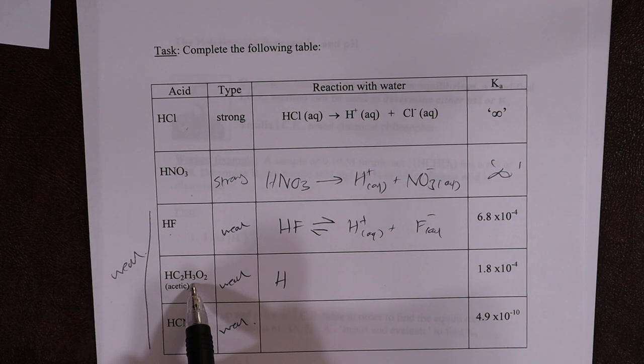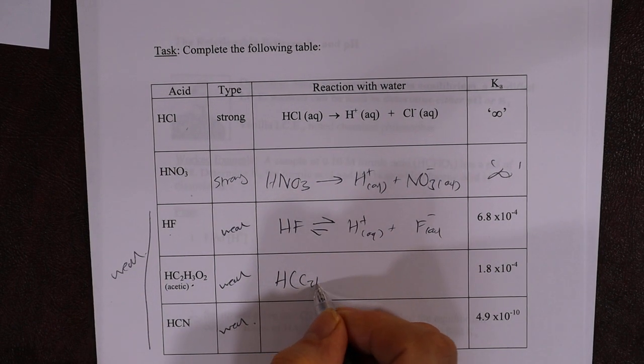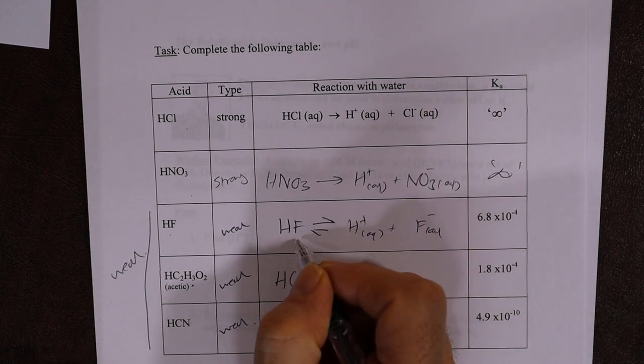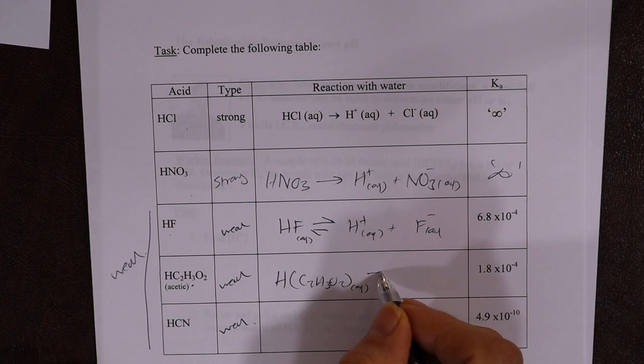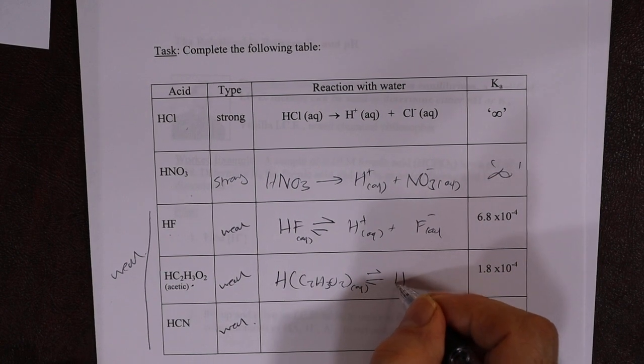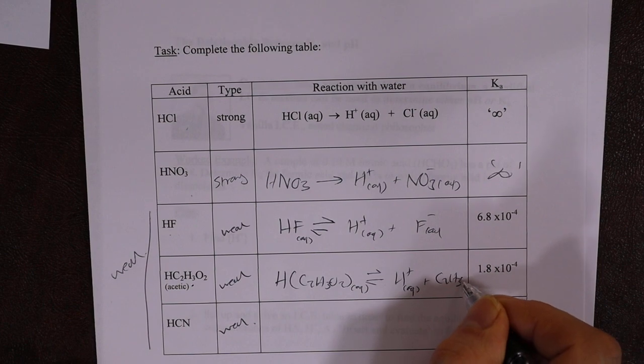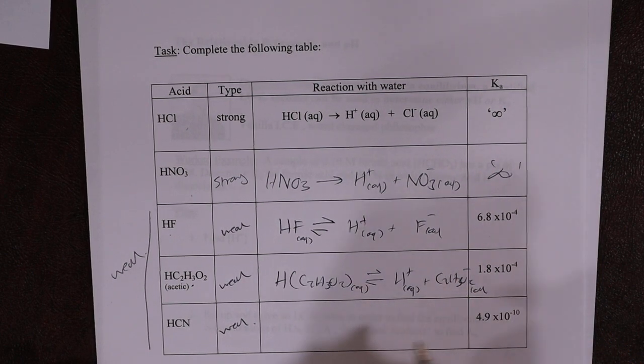That's how you'd see it written in the book. I'm going to do my normal thing. That's vinegar, acetic acid, for completeness. And finally HCN.